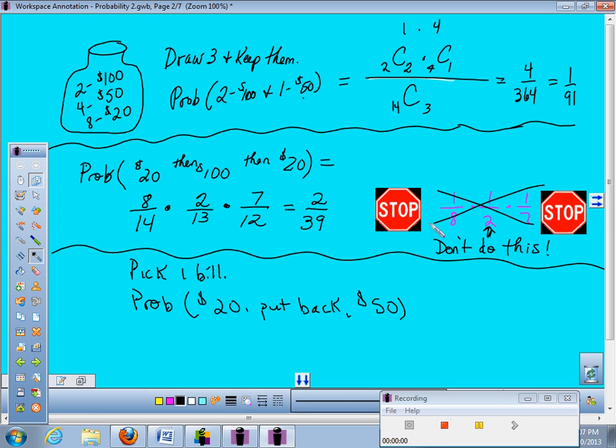Okay, third problem. You're only going to pick one bill. But it's one of those deals where you get to pick something and then decide, do I want to keep it in or do I want to try again?